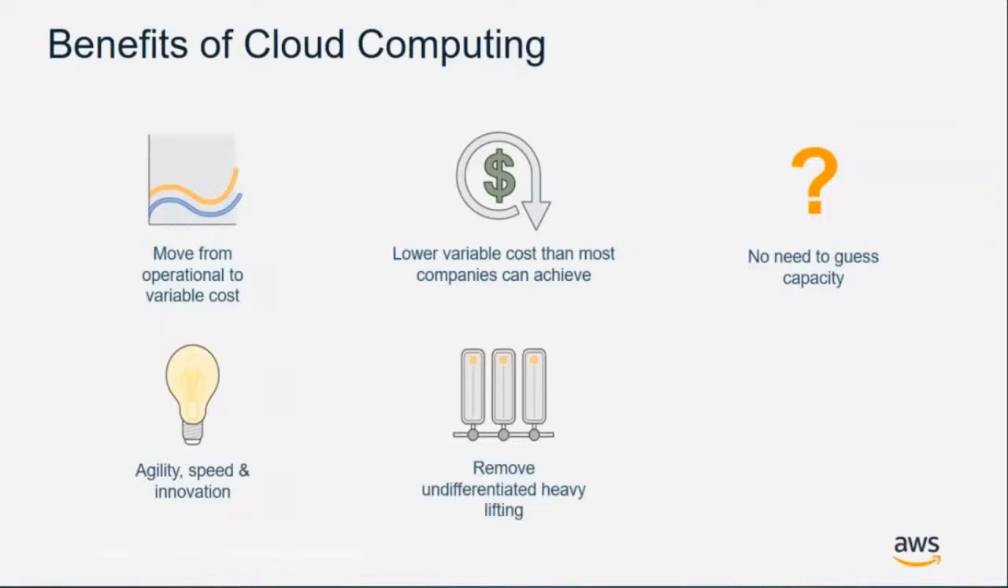The focus is to differentiate your business, not the infrastructure, and allow AWS to remove the undifferentiated heavy lifting. So that allows you to focus on what's critical and crucial to your business rather than deploying infrastructure, deploying servers, racking and stacking, and managing the data centers.